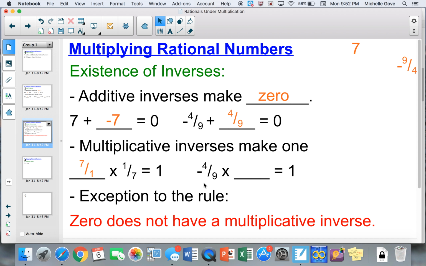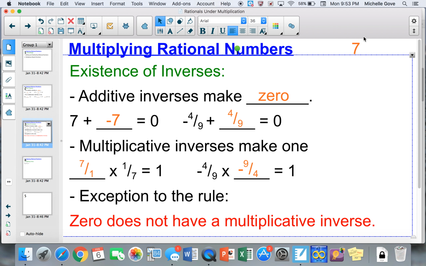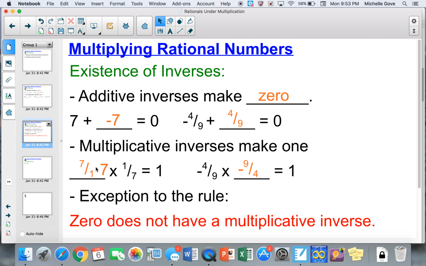So we know here, if I have negative 4/9, and I need to multiply by something to equal 1, we know that negative 4/9 we would have to multiply by the reciprocal, or negative 9/4, to make a 1. The exception to this rule for multiplicative inverses would be 0. It does not have one because nothing times 0 is going to get us back to 1. Also, if we were looking at the 7/1, we could simplify that with division. We know 7 divided by 1 is just 7. So here we could do either.